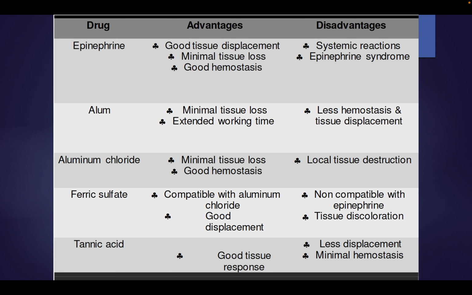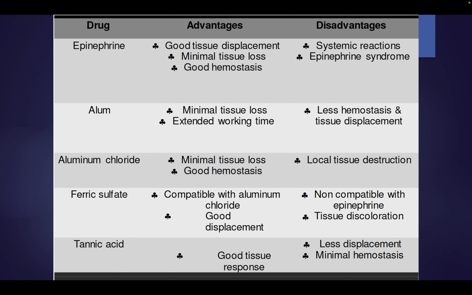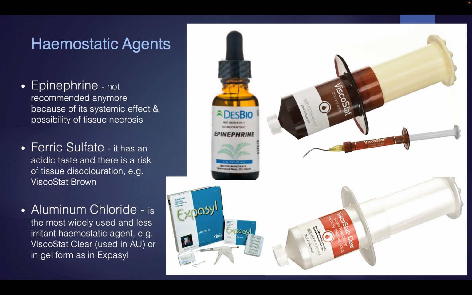Now, hemostatic agents, some of them are epinephrine. Now, this is a full table of the most commonly used: epinephrine, alum or aluminum chloride, ferric sulfate, or tannic acid. Now, epinephrine, a note for you to know is that we no longer use it. The reason is, even though it's a solution that you put on the sulcus, it still can seep into the whole body and cause a systemic effect, okay? And it can cause a lot of problems and a systemic reaction and epinephrine syndrome.